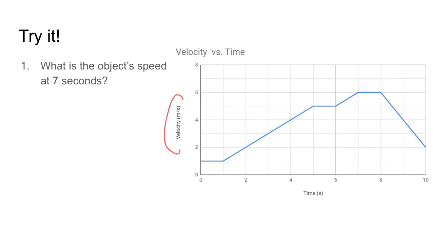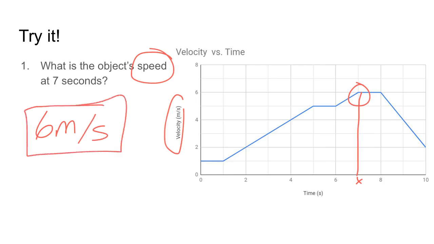So on our y-axis, we have velocity, and we're looking for speed. Remember, the difference between velocity and speed is the direction. So this is a positive speed, making it a velocity. And our object speed at 7 seconds, we go straight up from here, and because it's a velocity versus time graph, the speed is 6 meters per second, positive 6 meters per second.